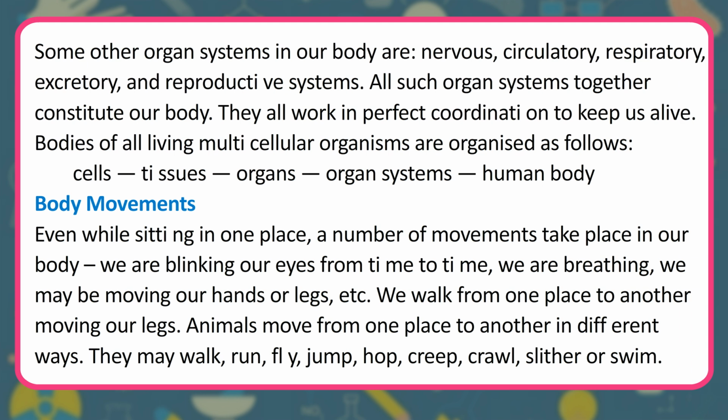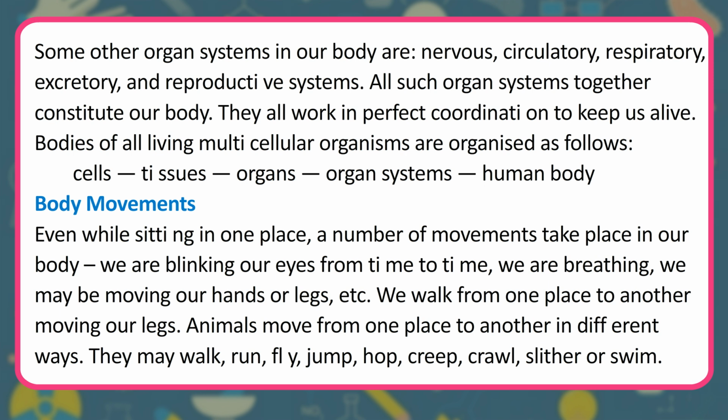Some other organ systems in our body are nervous, circulatory, respiratory, excretory, and reproductive systems. All such organ systems together constitute our body. They all work in perfect coordination to keep us alive. Bodies of all living multicellular organisms are organized as follows: cells, tissues, organs, organ systems, human body.